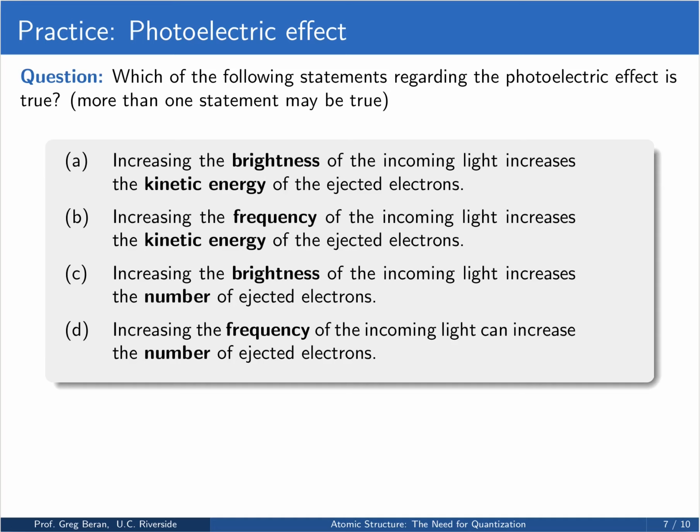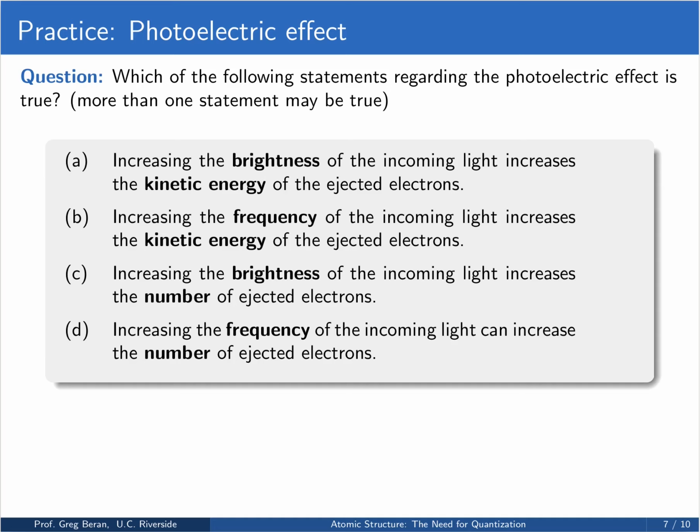So let's take a look at each of these item by item. A, increasing the brightness of the incoming light increases the kinetic energy of the ejected electrons. That's false. The brightness determines the number of photons arriving, but it doesn't determine their kinetic energy.